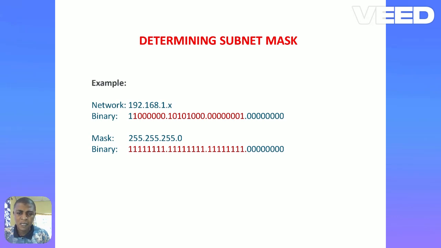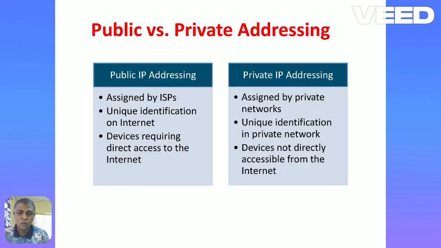Now the subnet mask always comes as 255.255.255.0. Now the binary aspect of it only has 11111111 in 8 bits, another one in 8 bits, the third one is also in 8 bits. The addition of everything is always 24 bits.